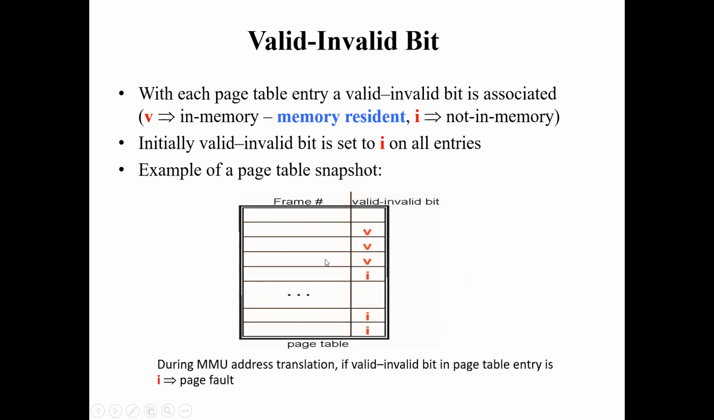Okay, so when a page is allocated to a particular frame, it will be changed to V. That means that the page is there in memory, it is memory resident right now, so it will change that valid invalid bit to V. Okay, that's how your page table works.